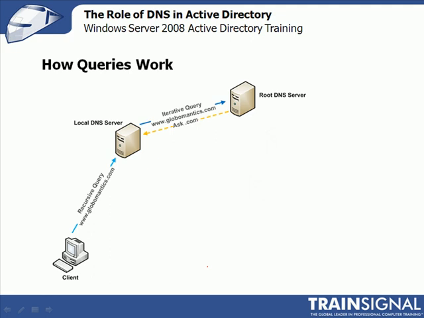Okay, so when I say that an iterative query will always get a response, even if that response is go ask somebody else, well, that's what's happening here. The root DNS server is saying, go ask .com, see if that DNS server knows. And it will reply back, by the way, the IP address of a .com DNS server. From there, the local DNS server will go ahead and make another iterative query to the .com DNS server.